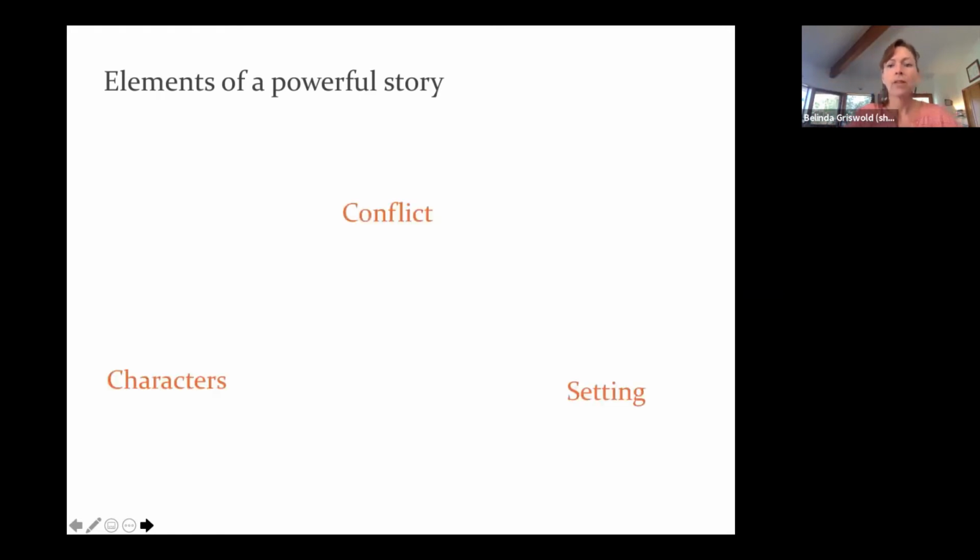Okay, so we'll start with the fundamentals. Every story has characters, it has a conflict, and it has a setting, right? So real humans in a real place who are facing a real issue. That is the fundamental building block, the cornerstone of any story.